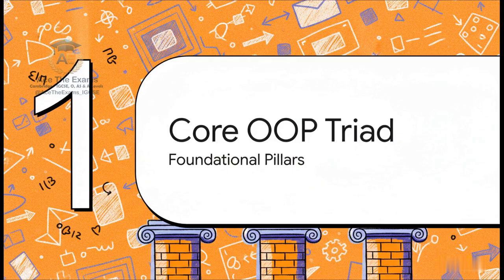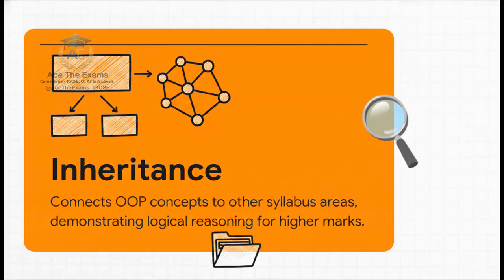These are your foundational pillars. Inheritance is our starting point. You likely know the basic definition, right? Passing down attributes and methods. But here is the strategy reveal for Cambridge exams. You need to decode the command words and apply the PEAL framework. That stands for point, evidence, explanation, link.